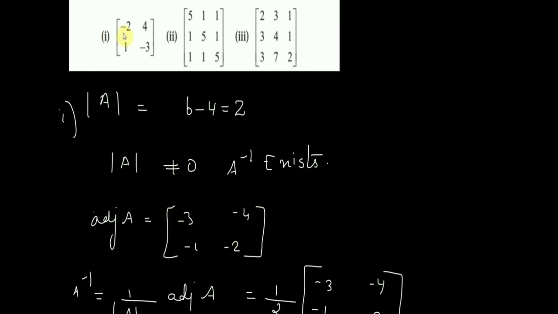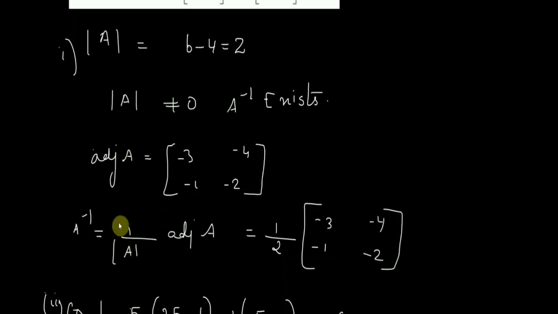I told you the shortcut method. Interchange these two numbers, so minus 3 and minus 2. And here change the sign: plus 4 will become minus 4, plus 1 will become minus 1. I repeat, interchange these two numbers, so it will become minus 3 here and minus 2 here. Here don't interchange the numbers, change only the sign, so it will become minus 4, minus 1. So A inverse is 1 by determinant of A into adjoint of A. So 1 by 2, the determinant is 2, and the adjoint is this.